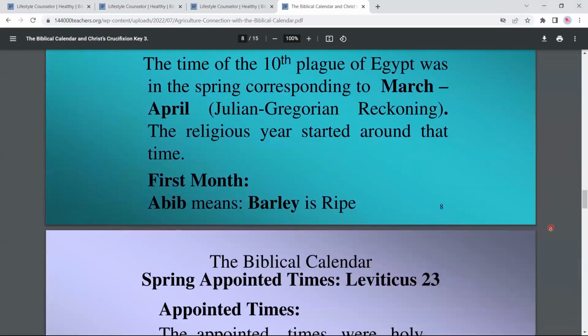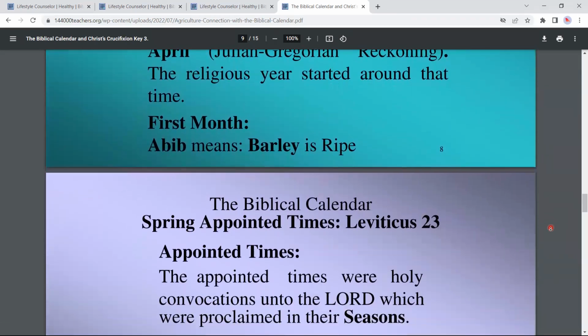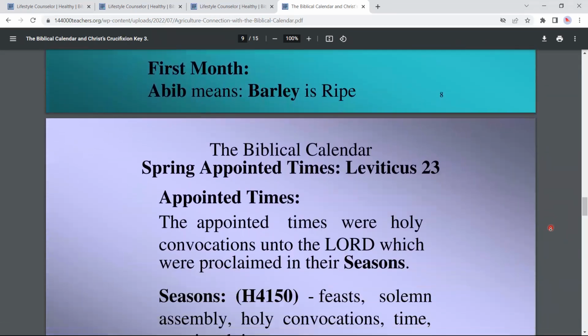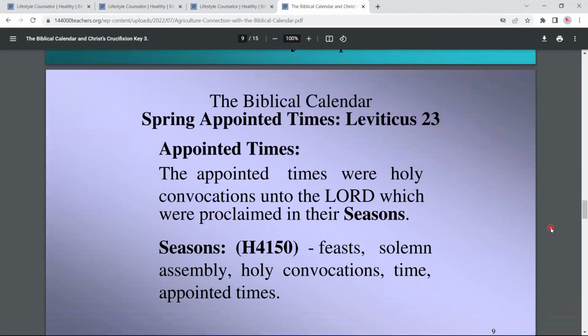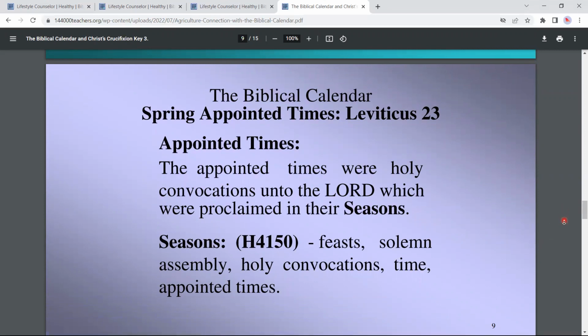The biblical calendar and the spring appointed times of Leviticus 23. The appointed times were holy convocations unto the Lord, which were proclaimed in their seasons. And seasons, in the Hebrew word number 4150, means feast, solemn assembly, holy convocations, time, and appointed time.